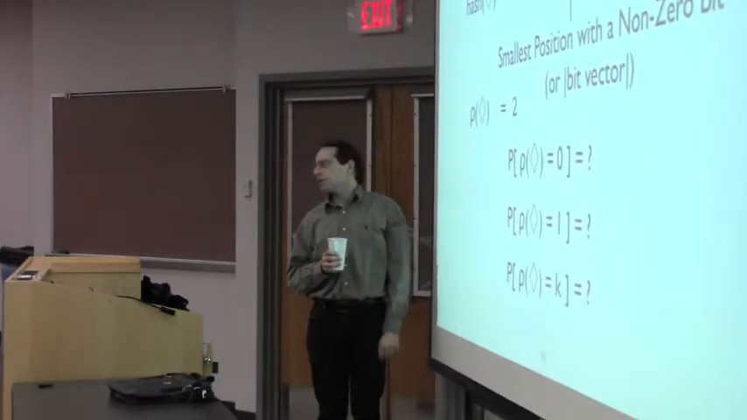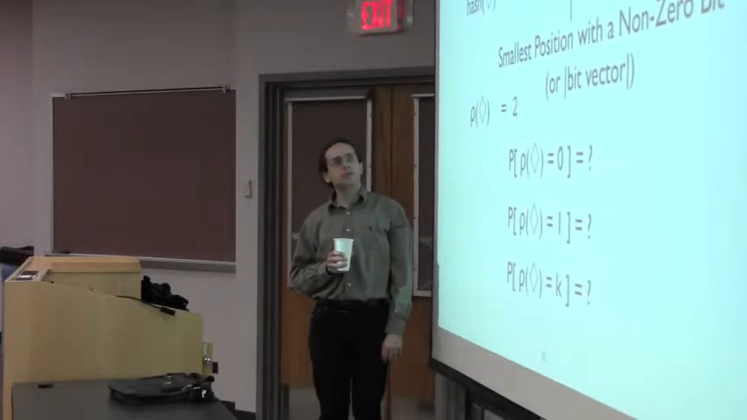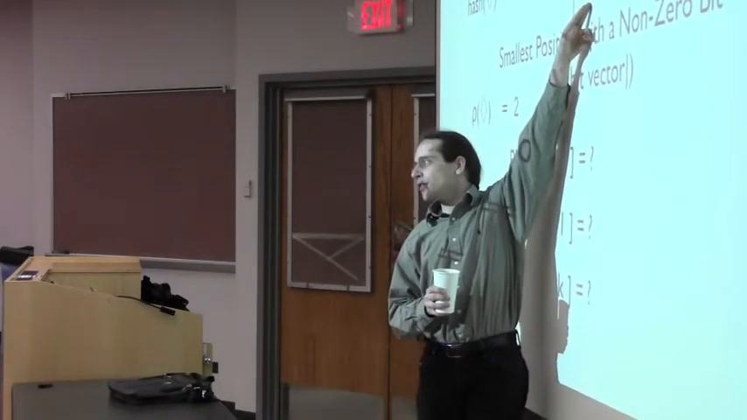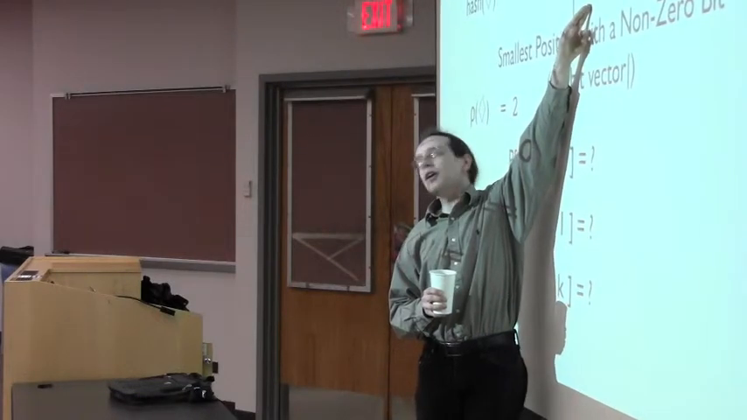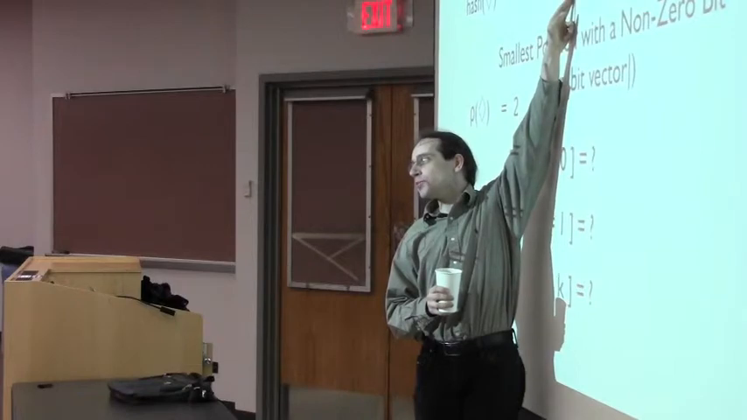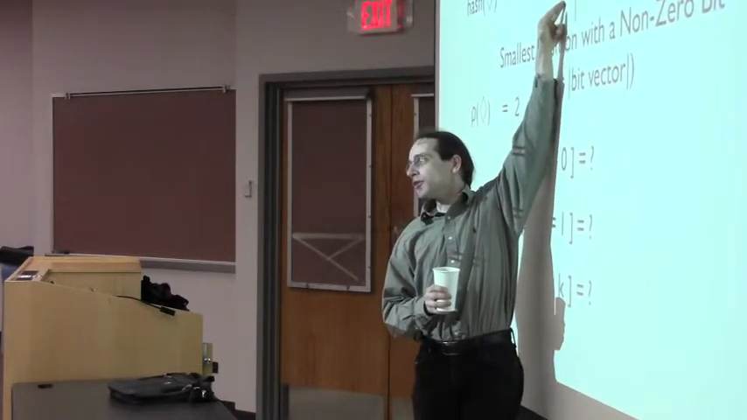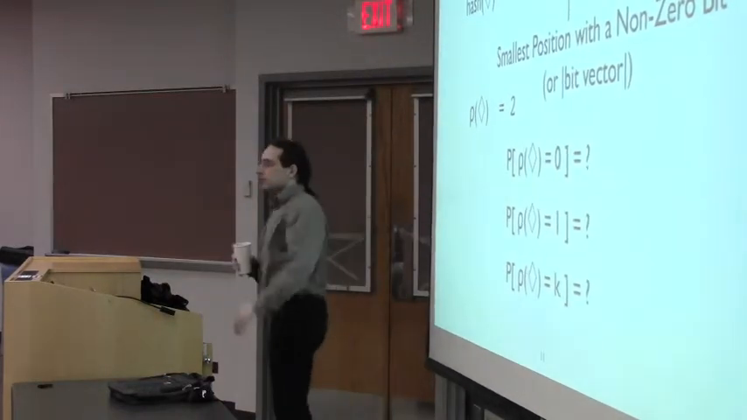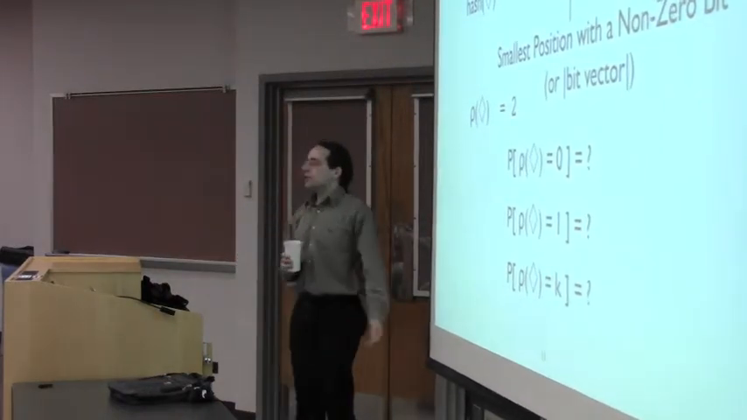It's a nonlinear function, so it's hard to express algebraically. The function is basically: if bit zero is one, then zero. If bit one is one, then one. If bit two is one, then two. If bit three is one, then three. Basically, this big switch statement, so to speak.